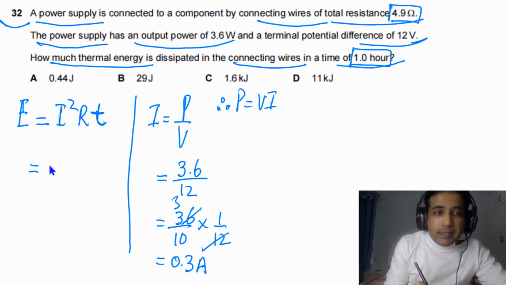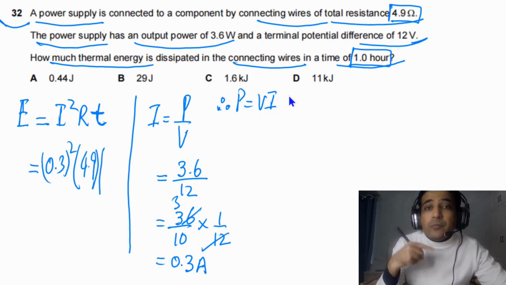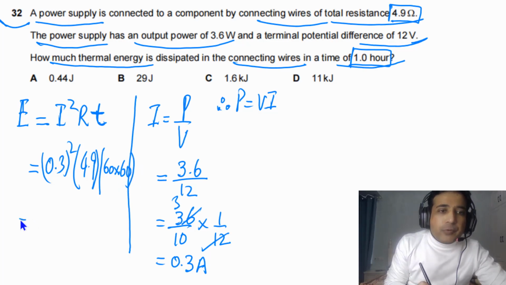of thermal energy. Current in this case is 0.3 and R is 4.9, and time is 1 hour, and 1 hour has 60 minutes and 1 minute has 60 seconds. So if we multiply this one, we will get our answer about 1588, around this value.